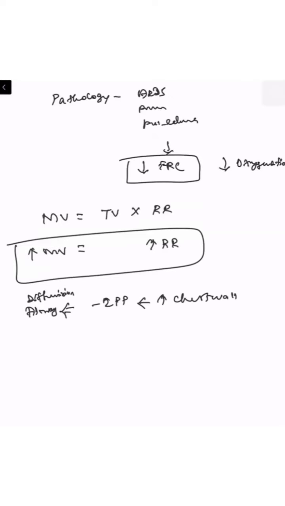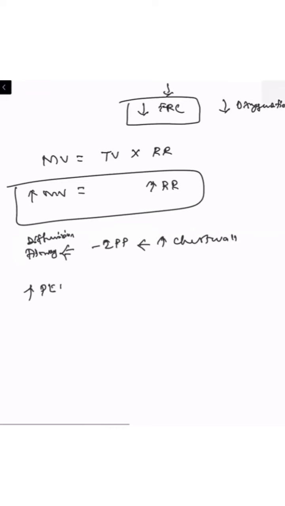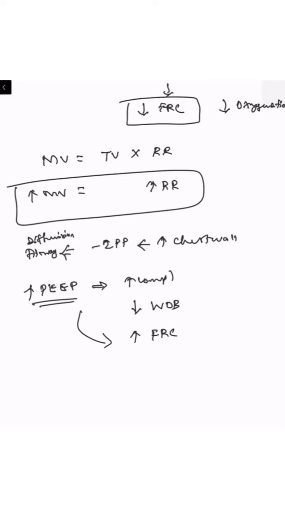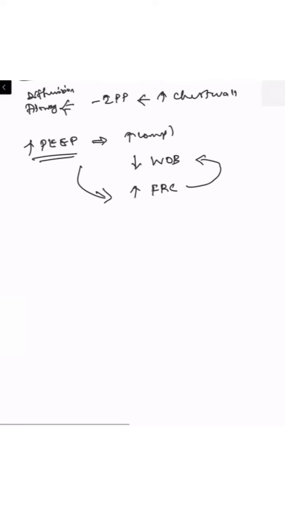But what we are doing here is increasing the positive end expiratory pressure, by which we are increasing the compliance, decreasing the work of breathing, and increasing the functional residual capacity. That means you are giving some amount of pressure throughout the ventilation of the patient. So automatically it will increase the functional residual capacity. So the patient need not generate excessive force in order to increase the minute ventilation. So automatically the compensatory mechanism will decrease, and the work of breathing will be decreased in all these patients.